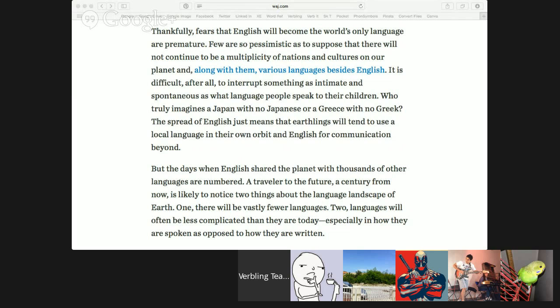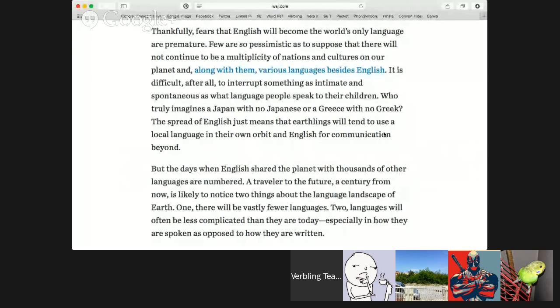All right, in that case, Onur, what did we learn from these two paragraphs? I believe the first paragraph says that we shouldn't be so pessimistic about English getting spread in the world. Japanese or Greek will still be talked among Japanese or Greek people, and the spread of English will just mean that those people will use it to communicate with people beyond their country. And the second one predicts that in future there will be fewer languages and they will be much less complicated.